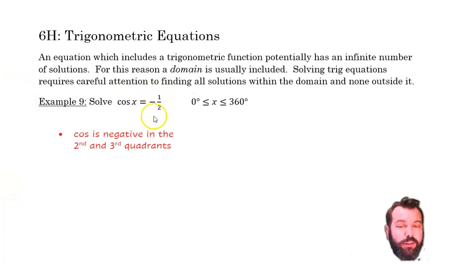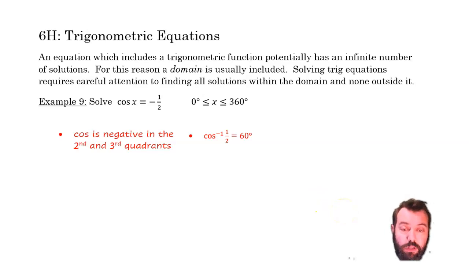If cos x is negative, then I must be looking for an angle that's in the second or third quadrants, because that's where cos is negative. Cos is positive in the first and fourth. So my answer will be in the second and third quadrants. We know that the inverse cos of 1/2, that's our related acute angle, is 60, because the cos of 60 is 1/2.